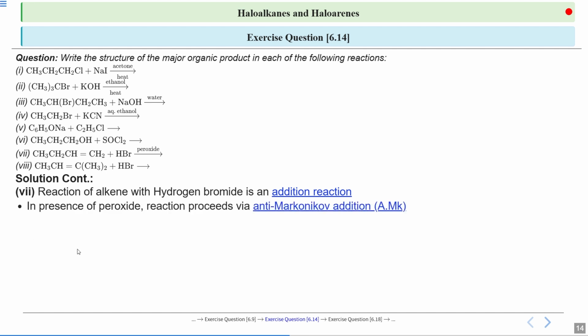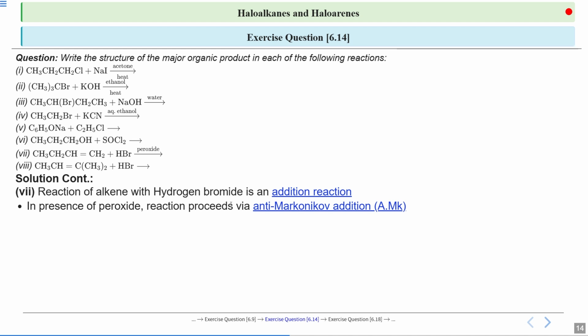So we have the 7th reaction in the presence of peroxide. So the reaction will proceed via the anti-Markovnikov addition rule. If there is no peroxide, which is the case in the 8th reaction, then it will proceed via the Markovnikov addition rule, right? So your 7th reaction is happening in the presence of peroxide between alkene and hydrogen bromide.